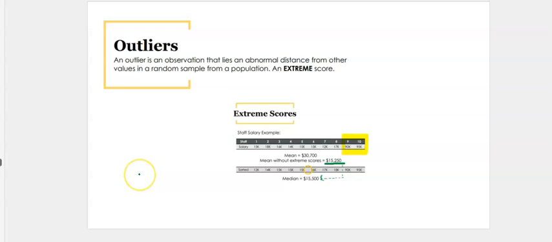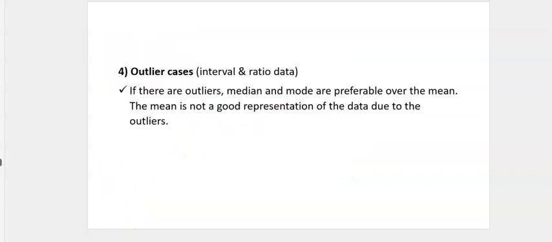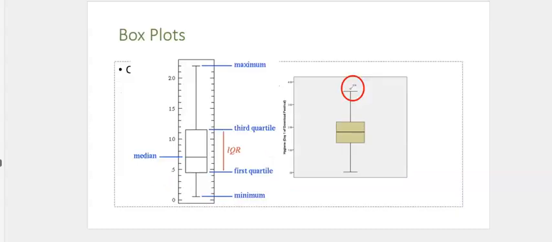And then we are talking about outliers. We just saw from the box plot that scores over the maximum and the minimum line are called outliers, and they are extreme scores. In cases with outliers, the median and the mode are preferable over the mean. The mean is not a good representation of the data due to the outliers. You can see that outliers influence the central tendency, so it is less credible. That is why we have to deal with outliers very carefully.